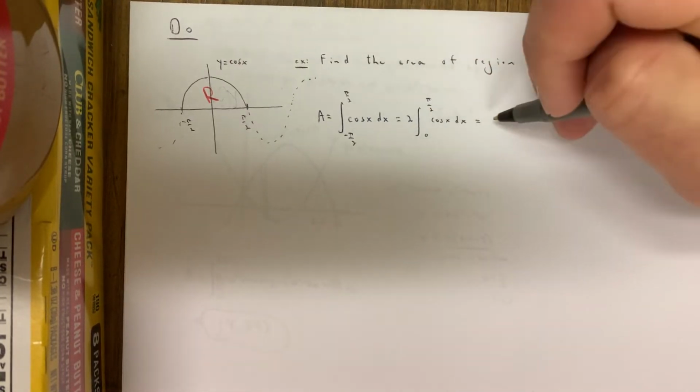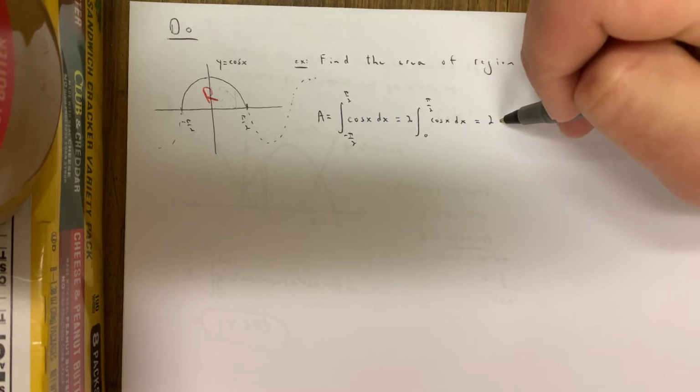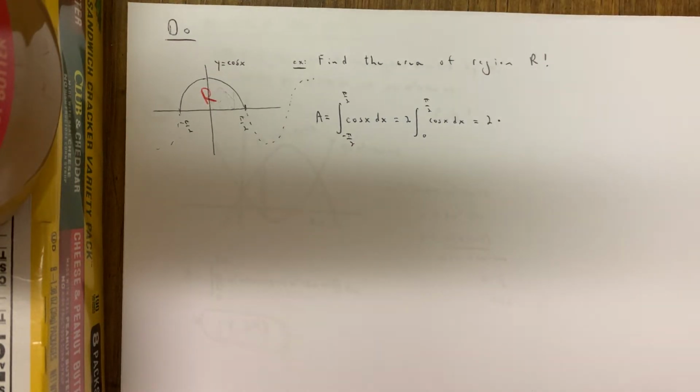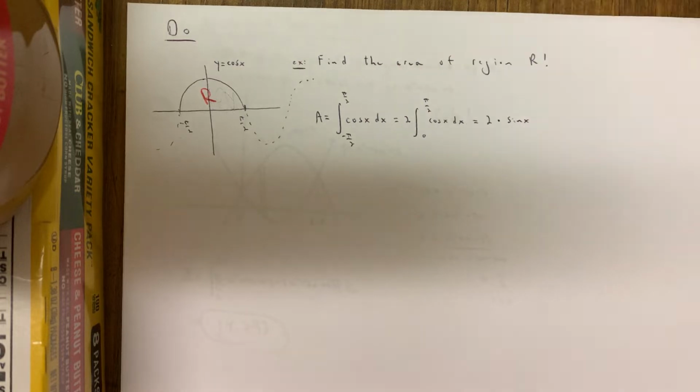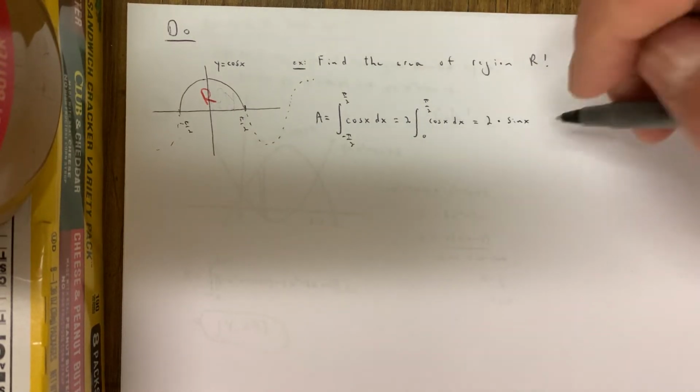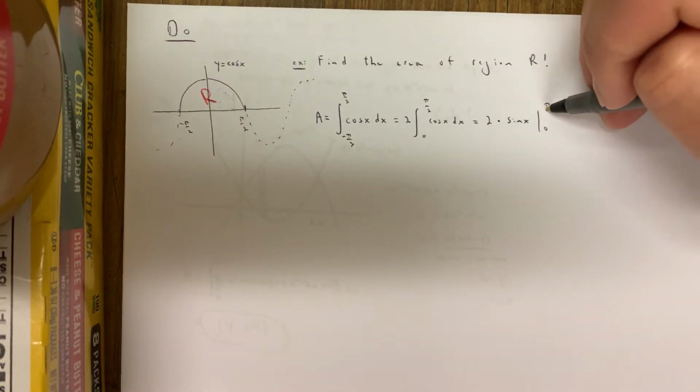Anyway, now we can have some fun. 2 times, let's integrate cosine x. In a world of integrals, cosine x is the good guy. He's realized the error of his ways. I don't want to sell death sticks anymore. A little prequel meme right there. So the integral of cosine x is sine x, evaluated from 0 to pi over 2.